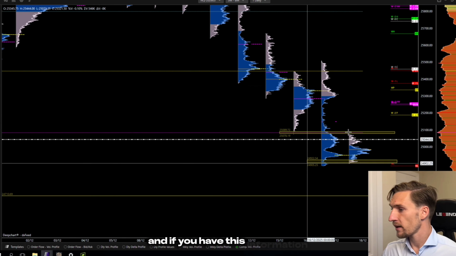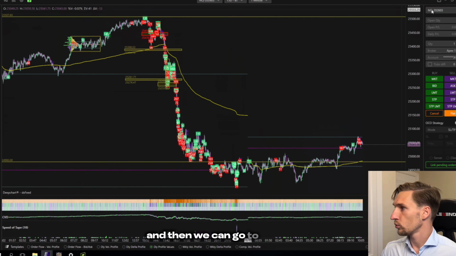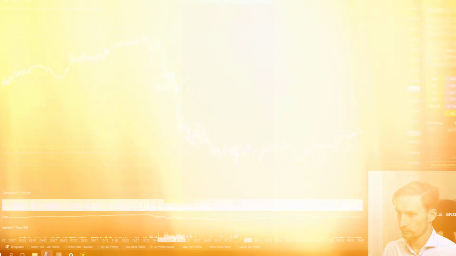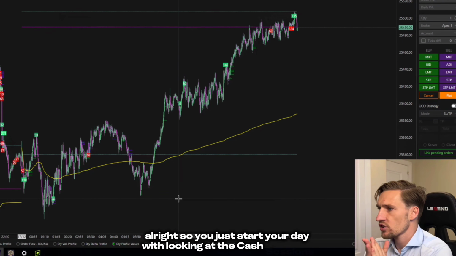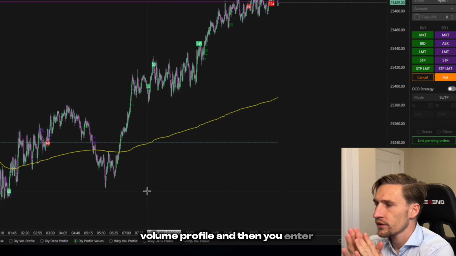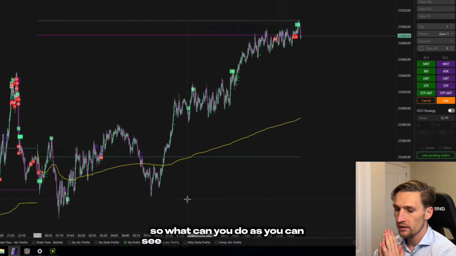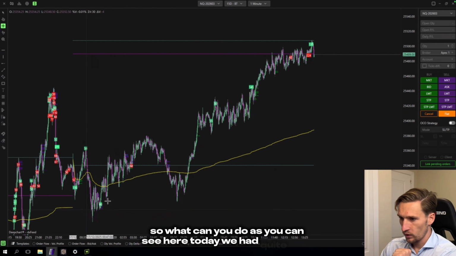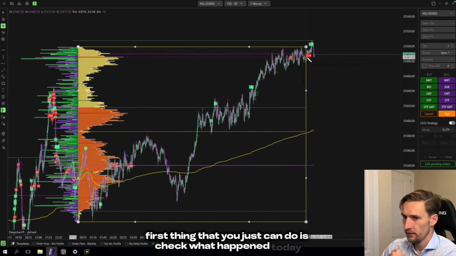And if you have this information, you draw it into your chart, and then we can go to the price chart itself. All right, so you just start your day with looking at the cash session's volume profile, and then you enter the price chart. So what can you do? As you can see here, today we had quite a big leg up. First thing that you can do is check what happened today.